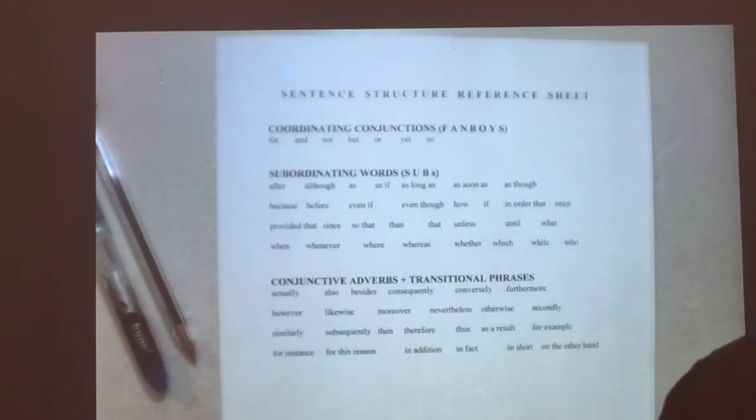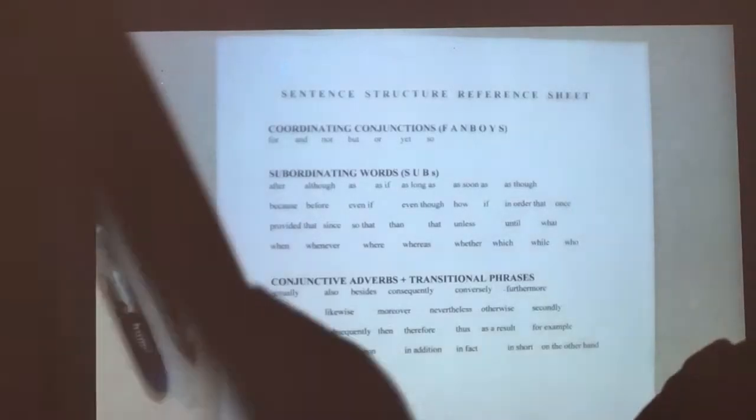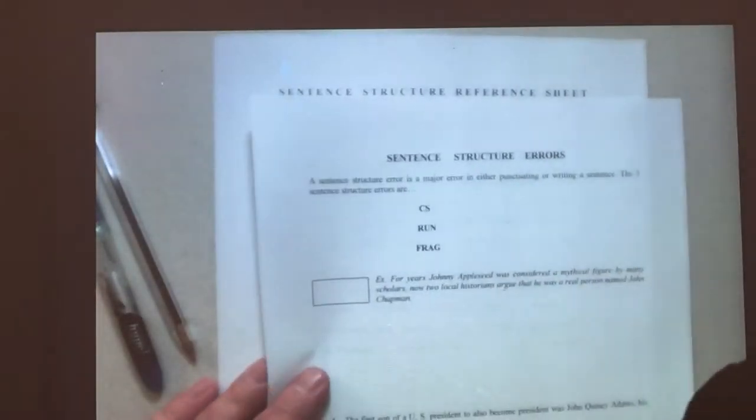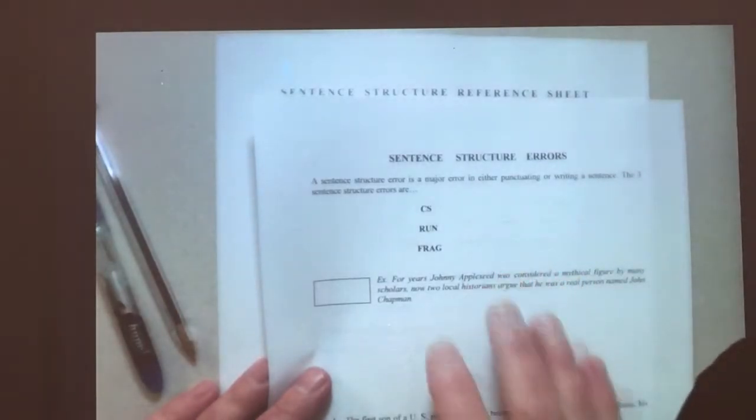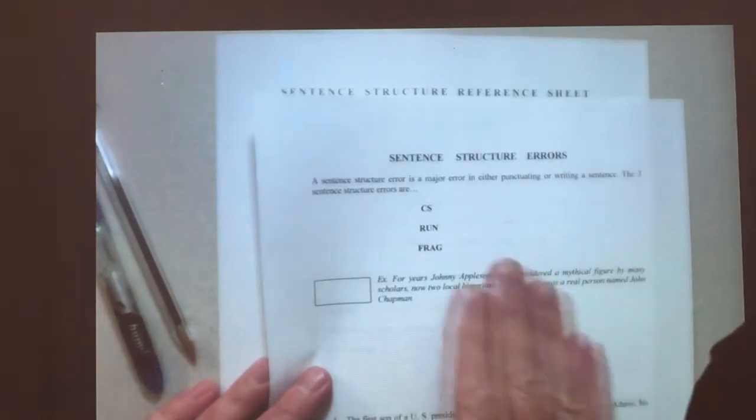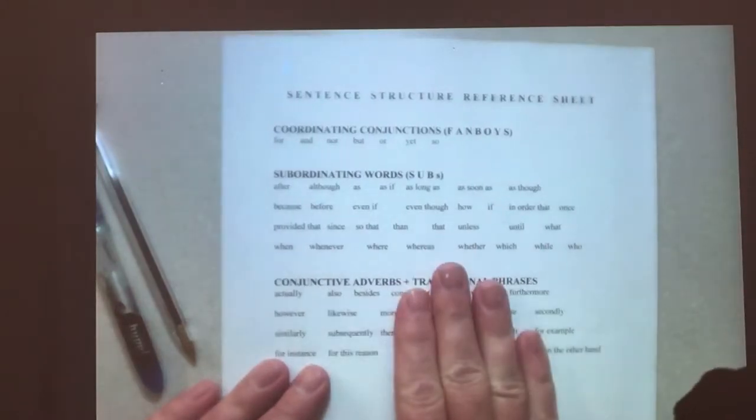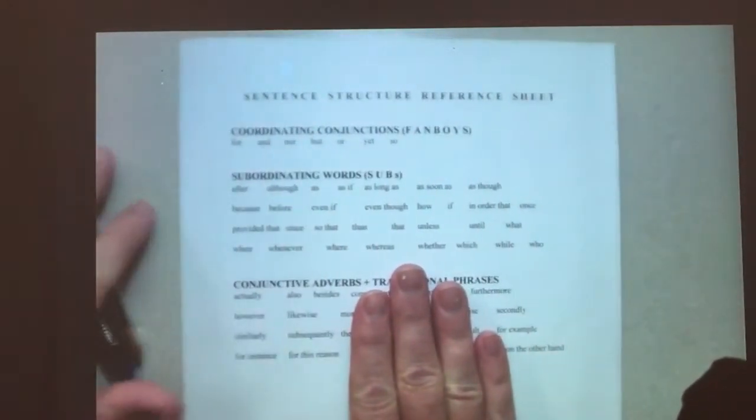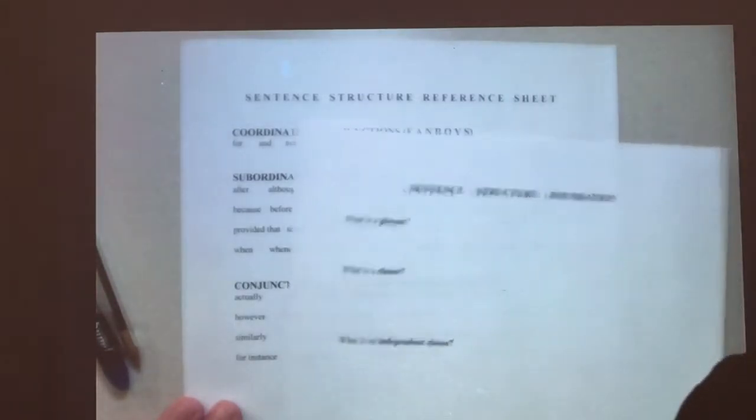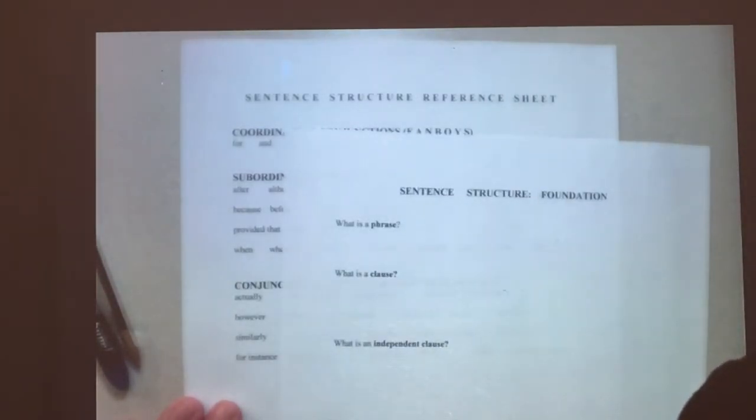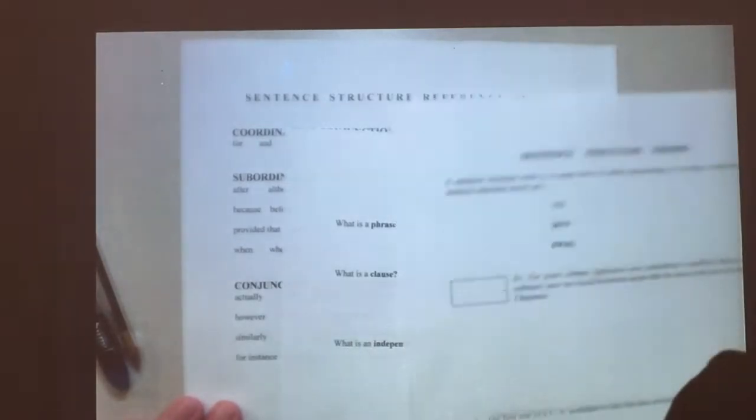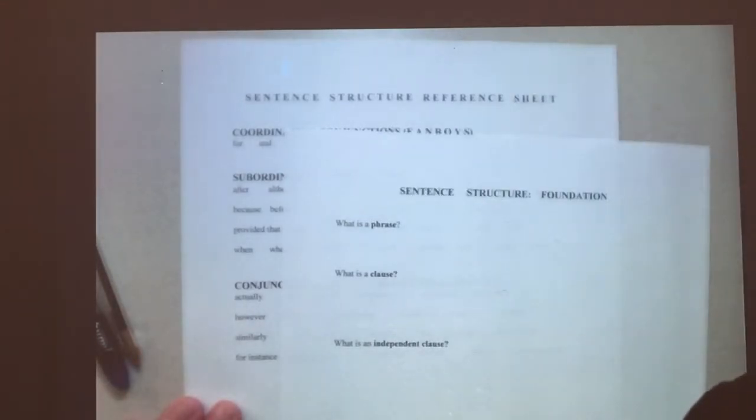Okay, let's take a look at another foul, and actually this is a set of fouls that we call the sentence structure errors. Now, you'll notice that I have a lot of different handouts here, and in order to work up to this one, I'm going to have to start with the sentence structure reference sheet, as well as the foundation handout for sentence structure. So I can't just jump straight in and start looking at those fouls.